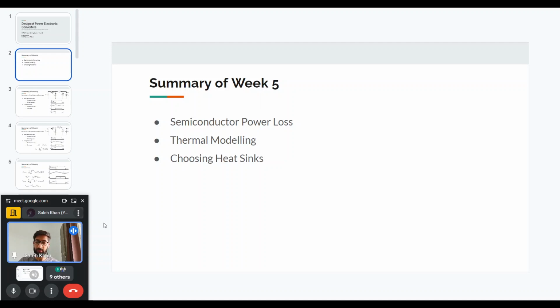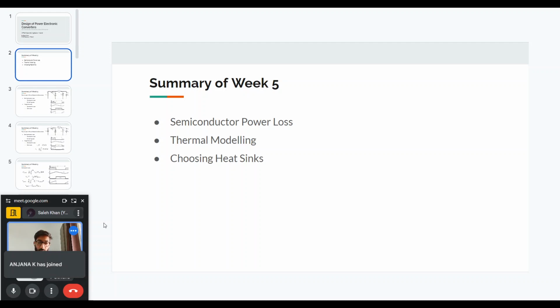So, week 5 is basically about power loss and thermal modeling. The idea is that there are some power losses happening inside semiconductor devices when they are conducting and when they are switching. And these power losses lead to generation of heat and they increase the temperature of the device.